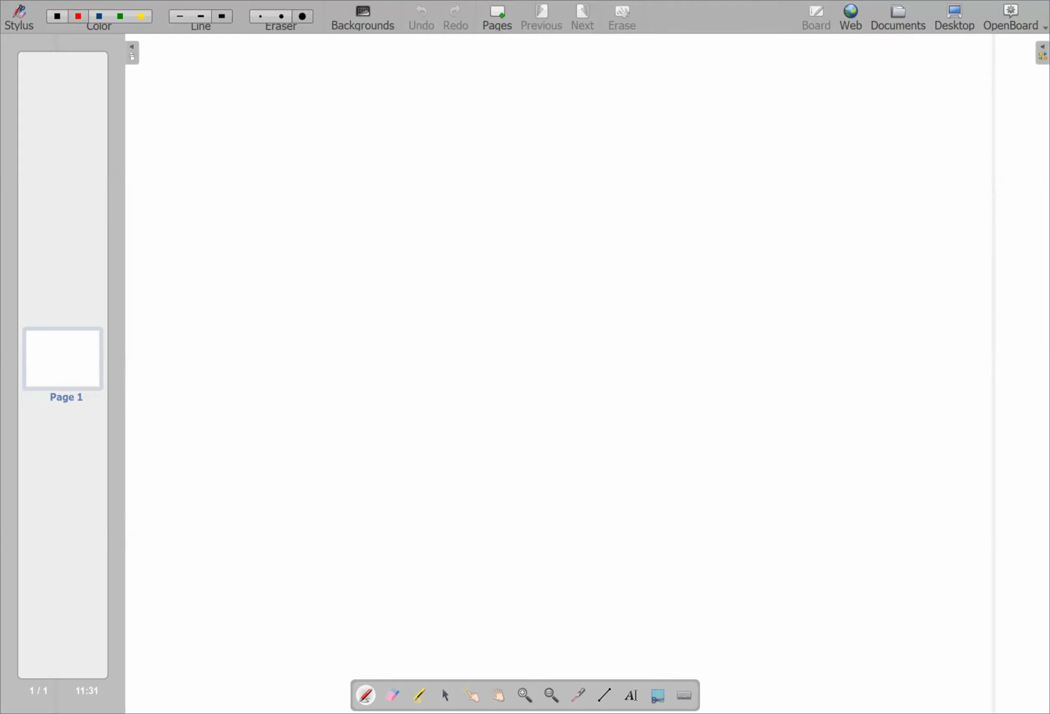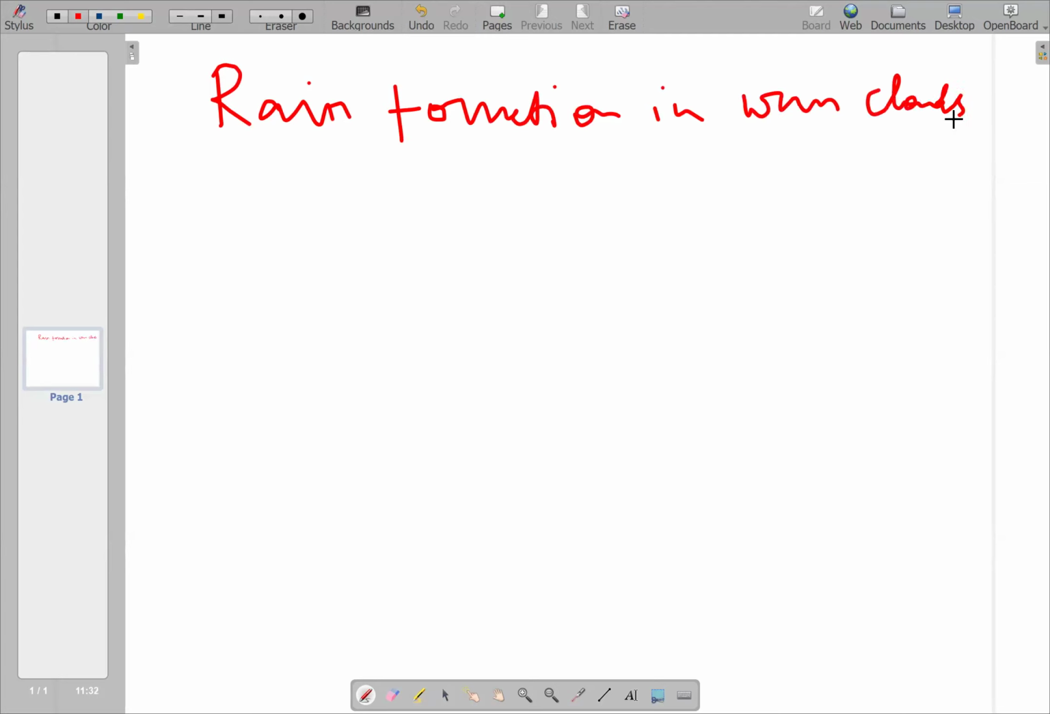So, rain formation in warm clouds. What does it mean? Warm means that droplets are in liquid state. Otherwise they are cold, but if it is liquid state, then they are warm. And so now let us start from the very beginning.